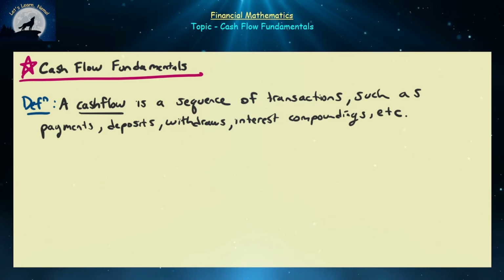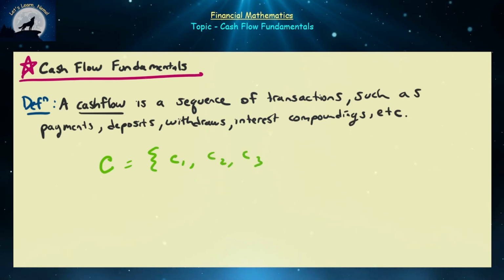So what exactly are they? A cash flow is simply a sequence of transactions, such as payments, withdrawals, deposits, interest, compoundings, and so on. For the entirety of this discussion, I'm going to be representing a cash flow as a set C, since it's technically just a sequence. These sequence elements are going to be represented by C1, C2, C3, C4, all the way down to, for example, CM, and it could potentially go on forever as well.